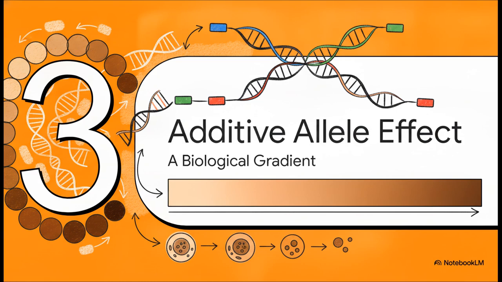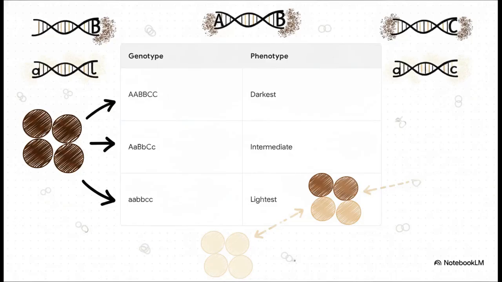Moving on to Section 3, the additive allele effect. Human skin color is actually the perfect example to demonstrate this gradient in action. Assuming genes A, B, and C control skin color, look at how accumulating dominant alleles, those are the capital letters, literally steps up the darkness of the phenotype. A genotype with all dominant alleles results in the darkest expression, while all recessive alleles result in the lightest. And right in the middle, a heterozygous mix, 3 dominant, 3 recessive, landing perfectly on an intermediate tone.